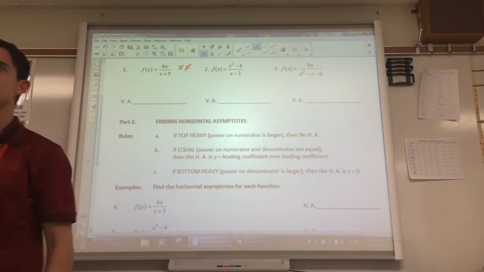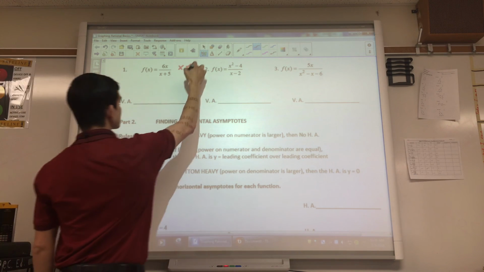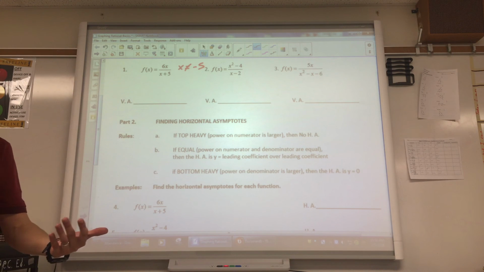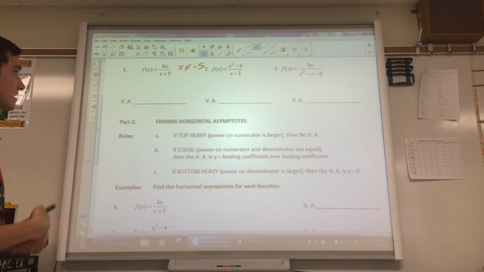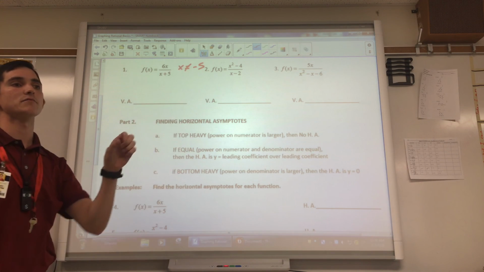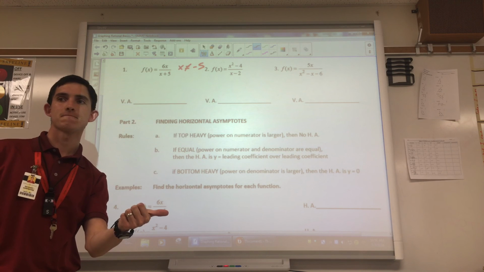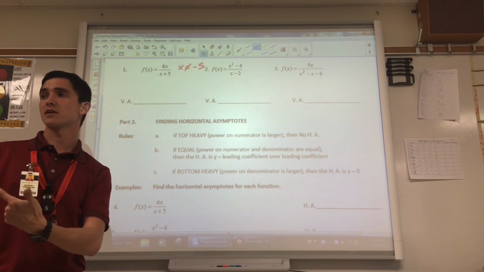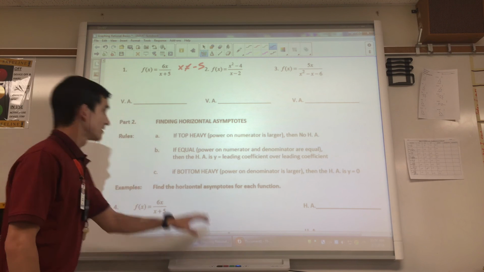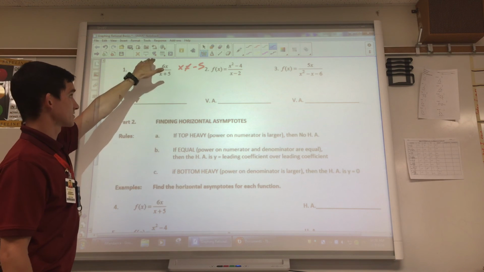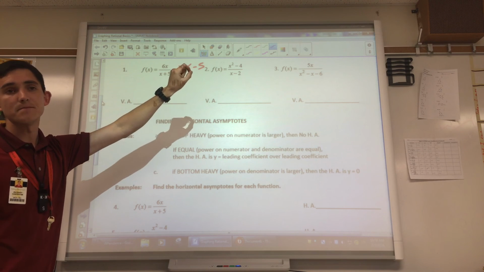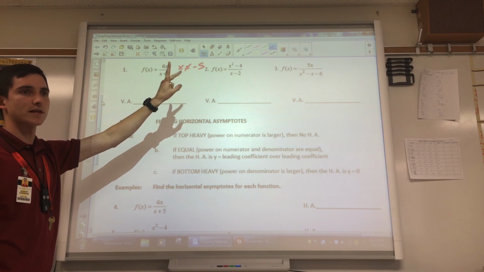X can't be what? -5. Okay, so here's my domain restriction. It means that x can be anything except -5. That domain restriction is either going to be a removable discontinuity, okay, or it's going to be a vertical asymptote. And this is how you can tell. Look at your function. If it cancels with something up top after it's been factored, then it's a removable discontinuity. If it doesn't cancel, then it's a vertical asymptote.